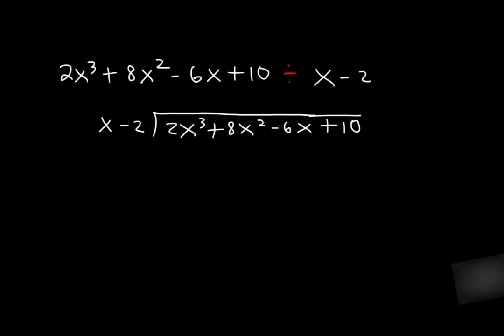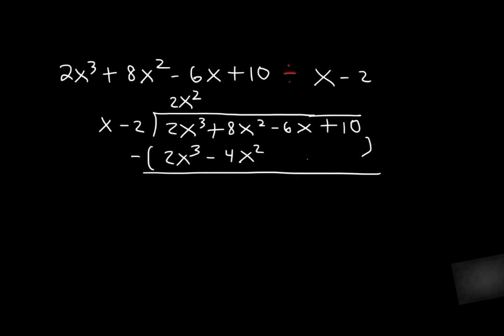Now the first thing we're going to do is divide. Let's divide 2x cubed by x. So that is equal to 2x squared. Next, let's multiply. 2x squared times x, that's equal to 2x cubed. The first one's always going to be the same. These two should always match. And then 2x squared times negative 2, that's equal to negative 4x squared.